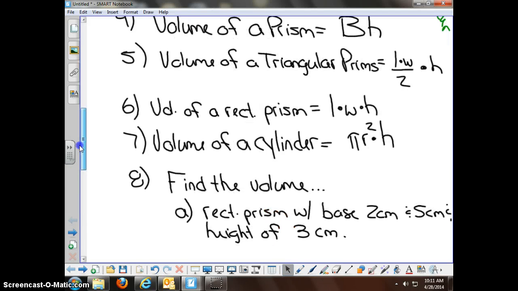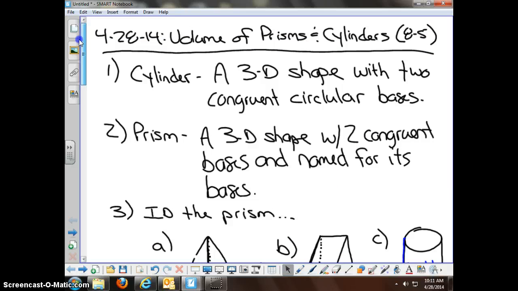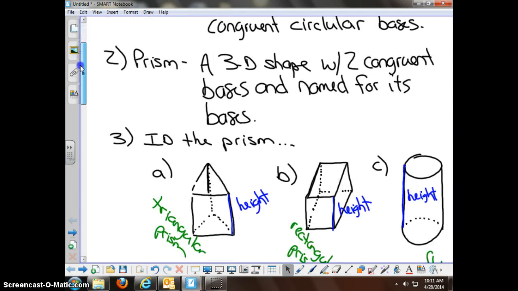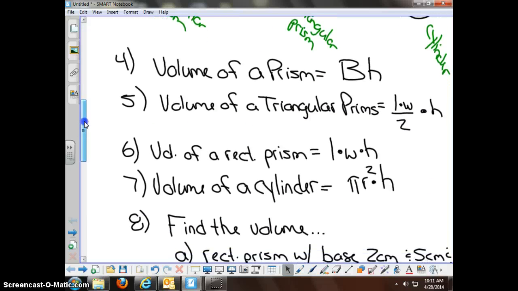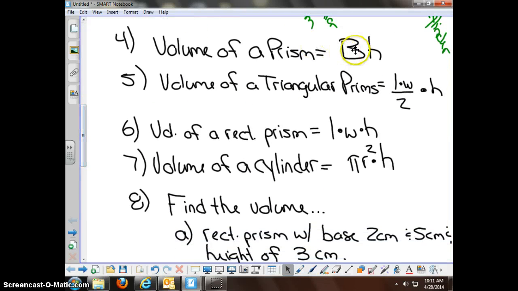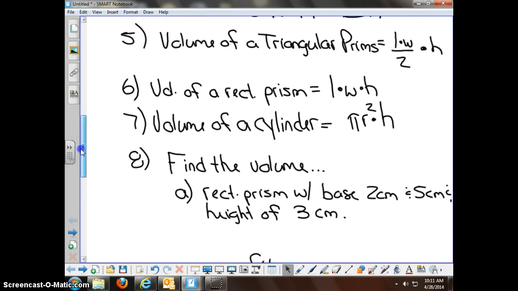April 28th, 2014, we are working on volume of prisms and cylinders. We've identified what a cylinder and a prism is. We've given you the volume of prisms as the area of the base times the height, with the capital B representing area of base. We have broken down a triangular prism, a rectangular prism, and a cylinder into a more detailed version of the formula of area of base times height, but they're basically all the same thing. And you are now working on 3 problems.